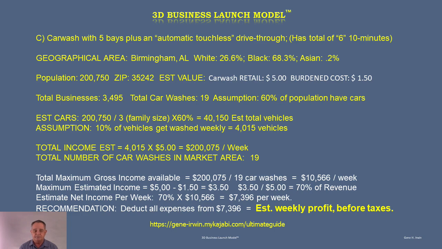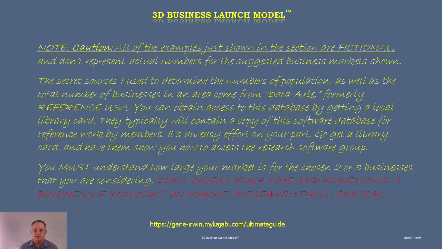Note of caution. All the examples just shown in this section are fictional and don't represent actual numbers for the suggested business markets shown. The secret sources I use to determine the numbers of population as well as the total number of businesses in an area come from Data Axle, formerly Reference USA. Now you have a chance and an opportunity to obtain access to this database by simply going to your local library, getting a library card, and have them explain to you how to use the library card to have access to something called the reference section in the library.